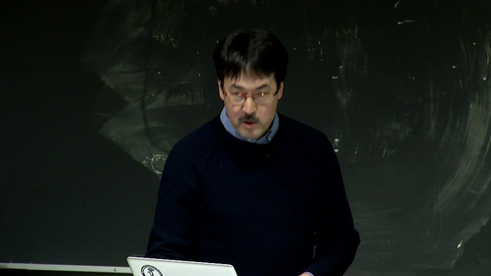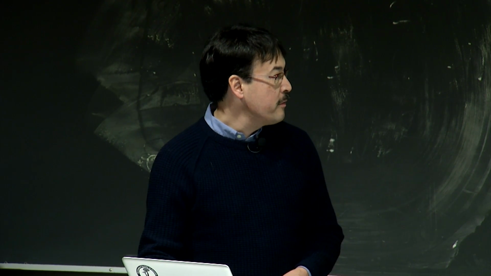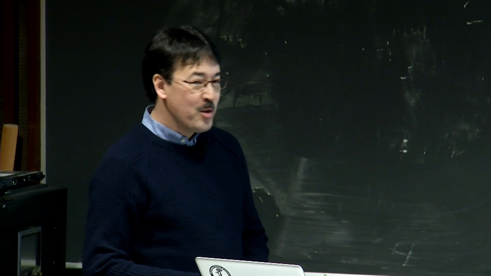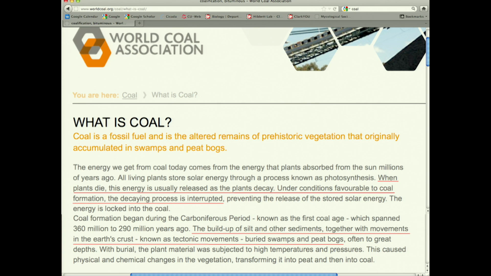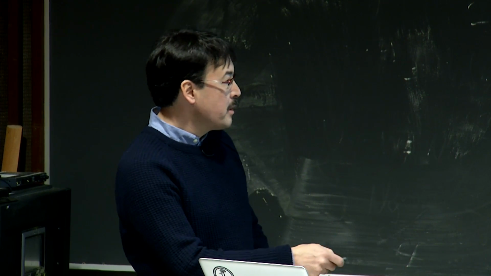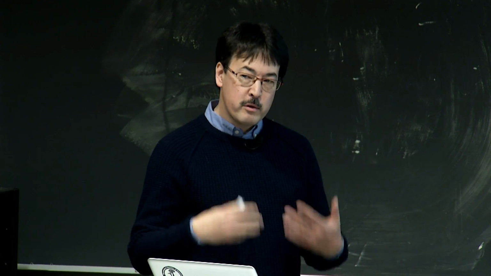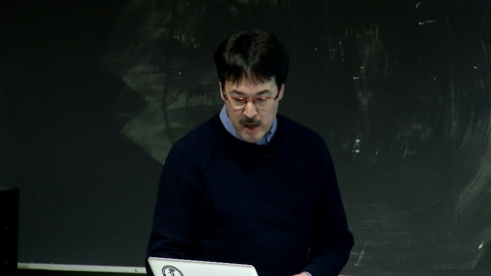So why? What was so special about the Carboniferous period? If you want to know the answer to this question, or if you want all the good news about coal, you can go to the website of the World Coal Association, and they give you what I think is sort of the standard explanation. This is purely explained in terms of abiotic processes. So they say, when plants die, solar energy is usually released. So it kind of implies that decay is a continuous process. It's something that's always there, always happens. But under some conditions favorable to coal formation, this decaying process is interrupted, and all that organic matter ultimately becomes coal. So this is explained strictly in terms of climate, tectonics, abiotic processes.